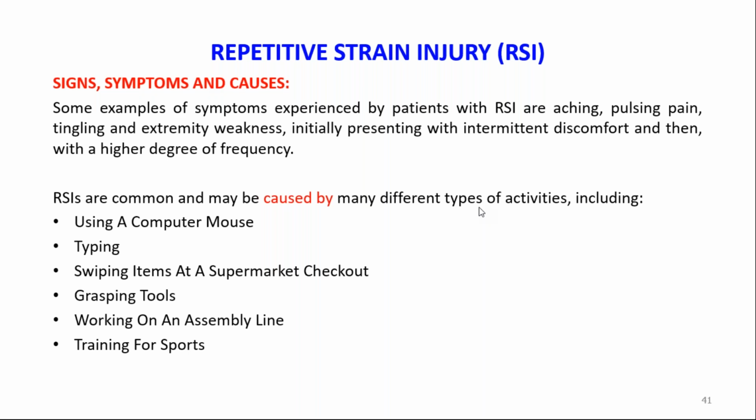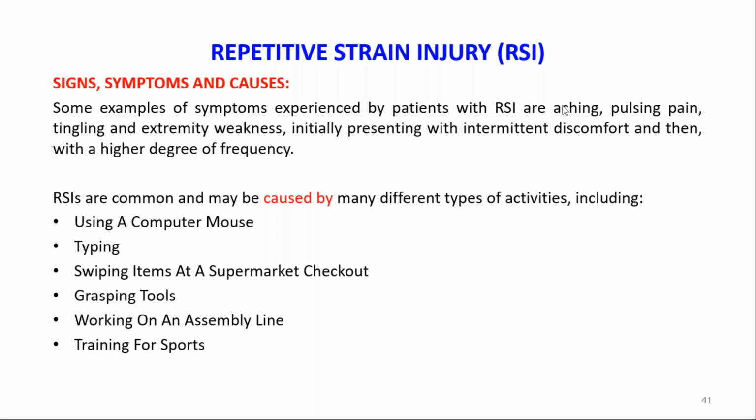The symptoms experienced by patients with RSI are aching, pulsing pain, tingling, and extreme weakness, initially presenting with intermittent discomfort and then with a higher degree of frequency. So initially, if RSI is going to happen, then some ache, that may be back ache, wrist ache, forearm ache, shoulder ache, whatever.